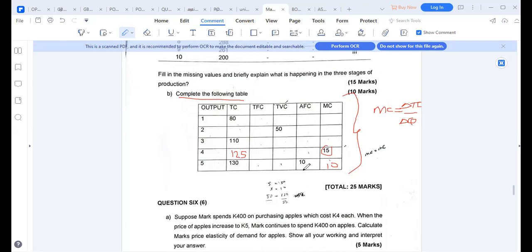So what else can we use? The weak link. So what else is a weak link?